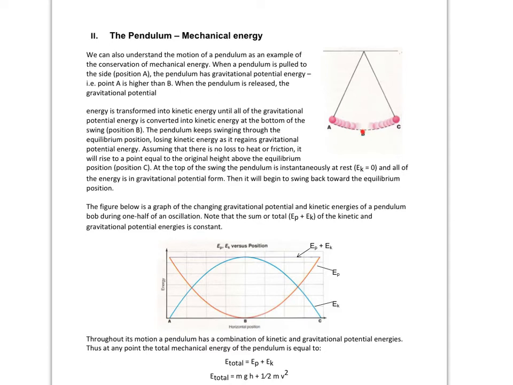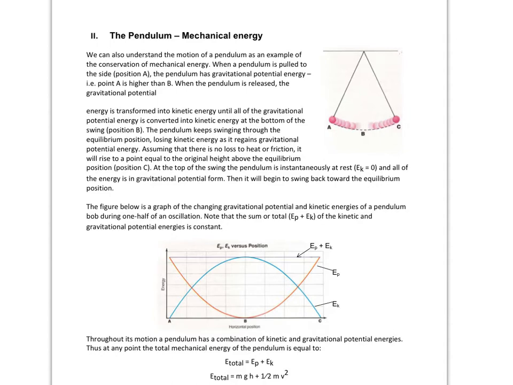The pendulum will continue to swing through this equilibrium position, starting to lose kinetic energy as it gains gravitational potential energy. Assuming that there is no lost heat, friction at this point, it will regain gravitational potential energy. I guess friction would also include the air resistance that this creates. Okay, so assuming there's no loss due to heat or friction, it will rise to a point equal to the original height. And at the top of this, it is instantaneously at rest and all of the energy is in gravitational potential form. It will then begin to swing back towards the equilibrium position and start all over again.